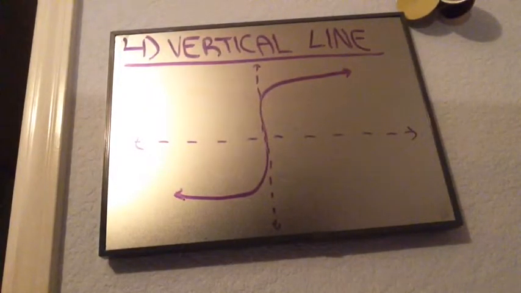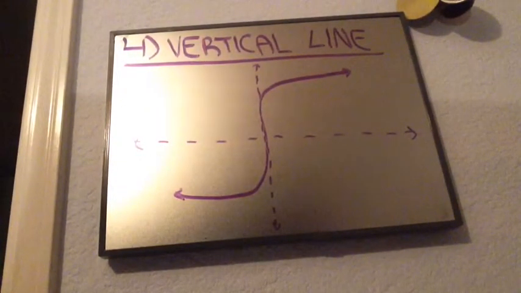This is the fourth and last main reason why your derivative may not exist. If you have a vertical line at your x value, like we do here at x equals 0, then the slope of your tangent line is going to be equal to infinity, which is not a real number, and therefore that derivative does not exist.